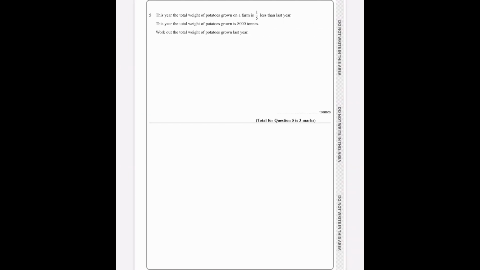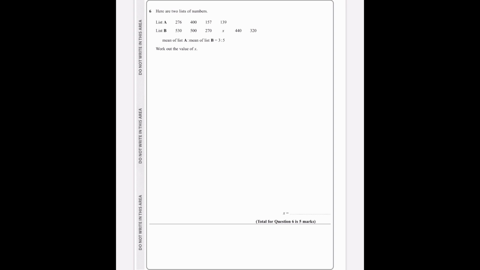Question number 5. It's a fifth less, so to find something that is a fifth less, you multiply by 4/5. If you want to reverse that, then you're going to divide by 4/5. 8,000 divided by 4/5, or 0.8, comes out as 10,000. 10,000 tons is the correct answer for 5.